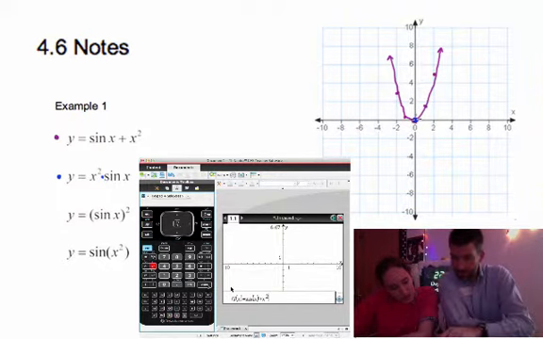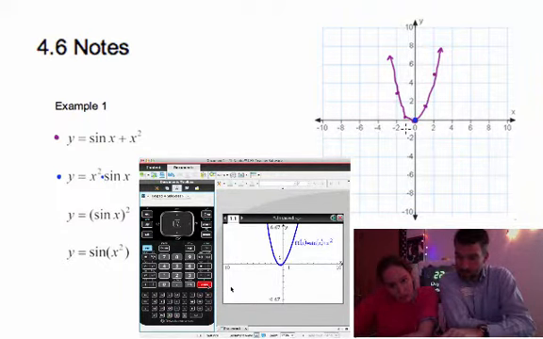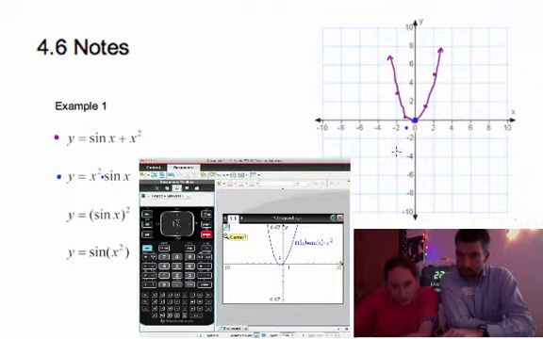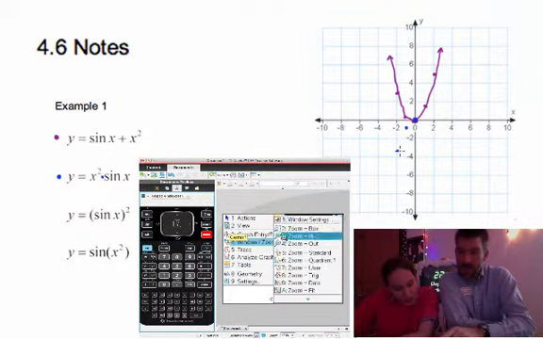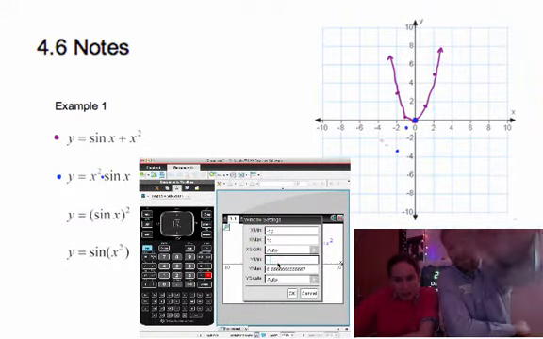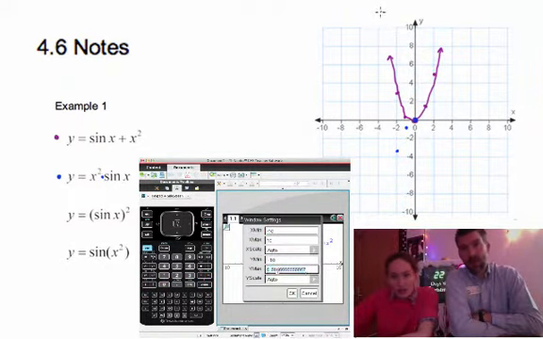0, 0. -1. -2, we're at, then look at this. At -4, we're at 12. So that's -4, 12. Up. Oh, we're at 12.